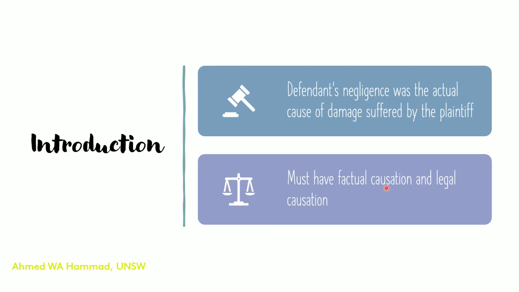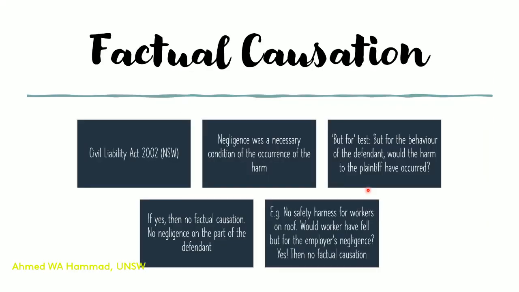To determine whether that was the case or not, the courts look at two main aspects, and these are the factual causation and the legal causation. Let's start by looking at factual causation and what factual causation is. Factual causation is defined in the Civil Liability Act, and the Act requires that negligence was a necessary condition of the occurrence of the harm. So it was because of negligence by the defendant that the harm had occurred to the plaintiff.